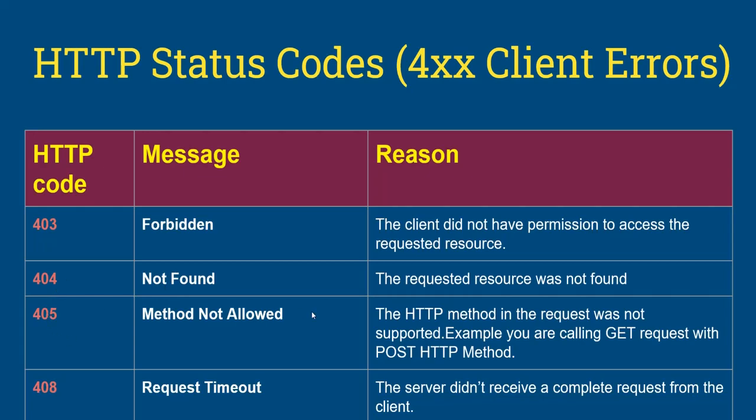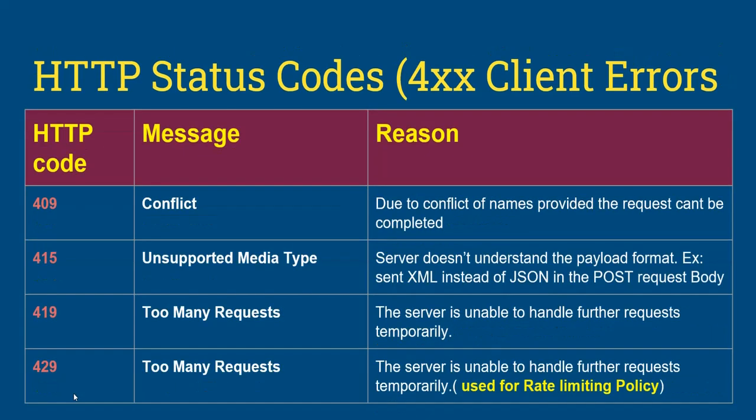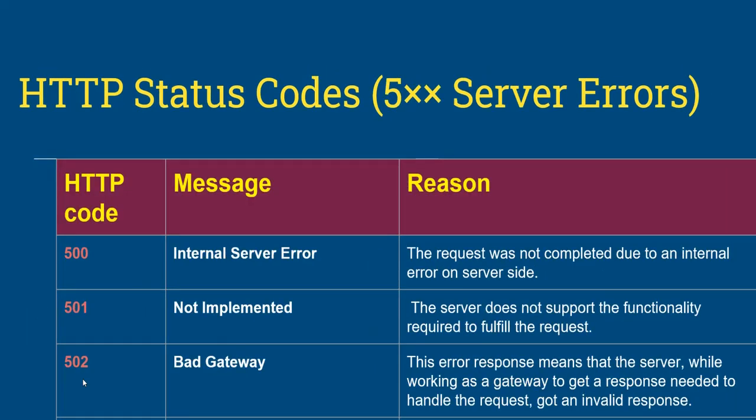And 405 method not allowed. For example, if you are accessing a resource by using the post method, but the resource was implemented with only a get method, it will send you a response like 405 method not allowed. And if your server did not receive a complete request from the client, it sends request timeout. In that case you will find 408 as the status code. And we have a couple of other status codes, 409, 415, 419, 429. These are the different status codes. I will share this document in the resources section maybe.